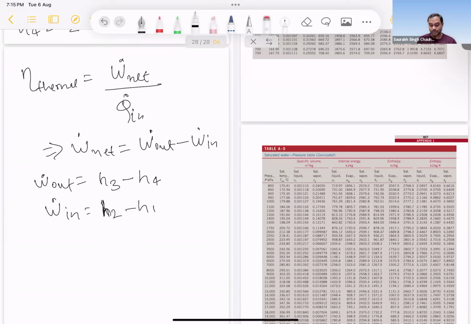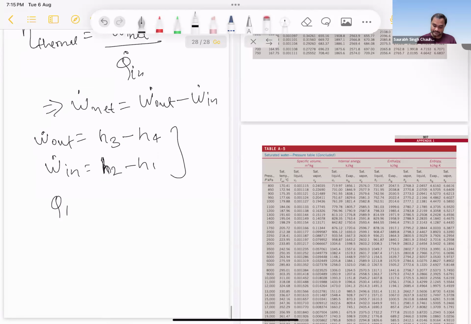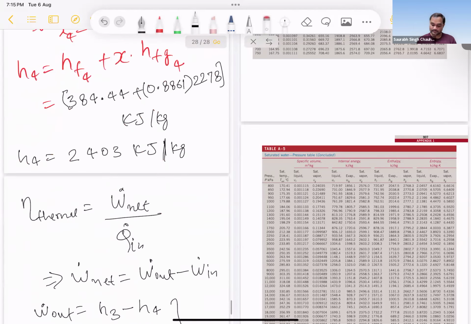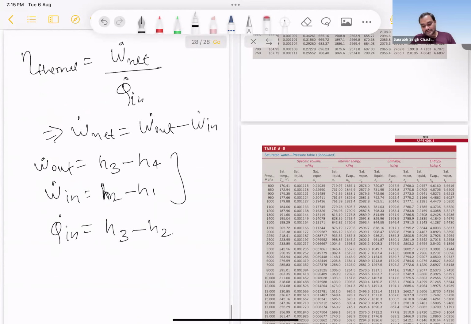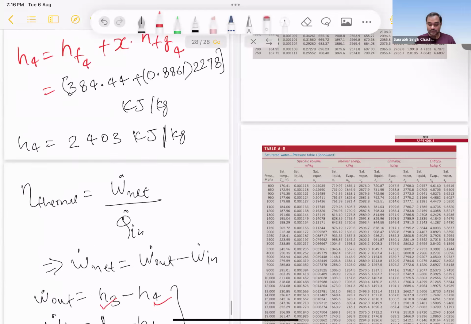So for this Wn, we need enthalpy values at 0.1 and 0.2. So we will again find this from the steam table. What else we need? We need Qin. So Qin will be equal to H3 minus H2. So again, we need enthalpy values at 0.3 and 0.2. So these are the values we need. H4 we have already found out. H3 we have found out from the table. Now we need to find these values, H1, H3, and H2. So how will we find?